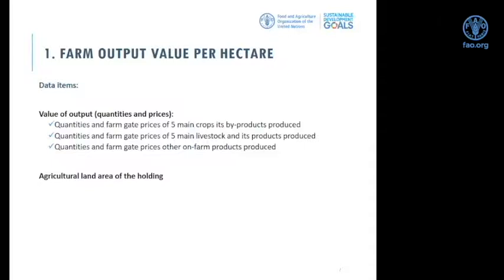Okay, perfect. So to estimate the value of output, we confined ourselves to five main commodities produced by the holding.